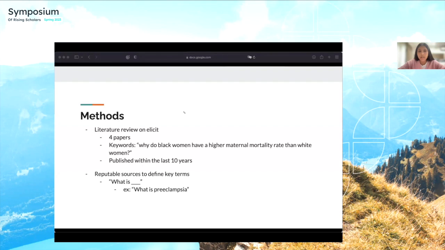For defining key terms, I used pretty reputable sources. For example, for the information that I learned about postpartum cardiomyopathy, which is a complication in the heart, I used information from the American Heart Association.